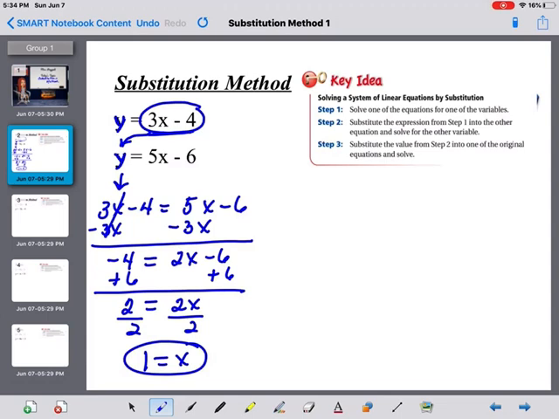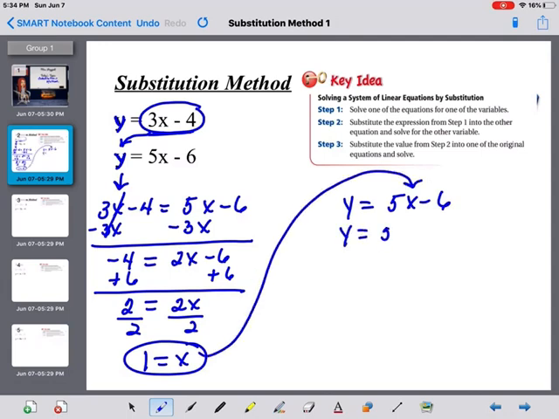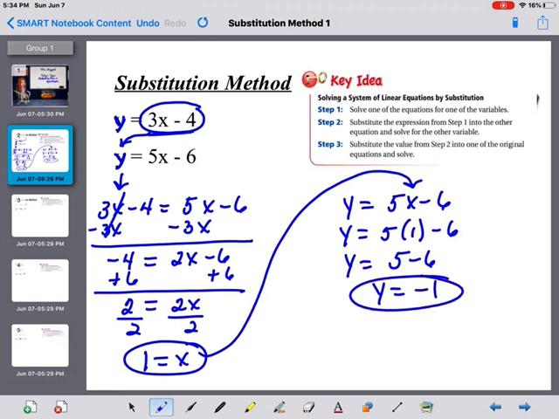The next part of this is exactly like we were doing all last week. We're going to choose one of the two original equations. I'm just going to pick the y equals 5x minus 6, and I'm going to substitute in the 1 that I just found for x, and then that's going to enable me to solve for y. So I get y is equal to negative 1, making the solution as an ordered pair 1, negative 1. All the problems we do today are going to be done exactly the same way.